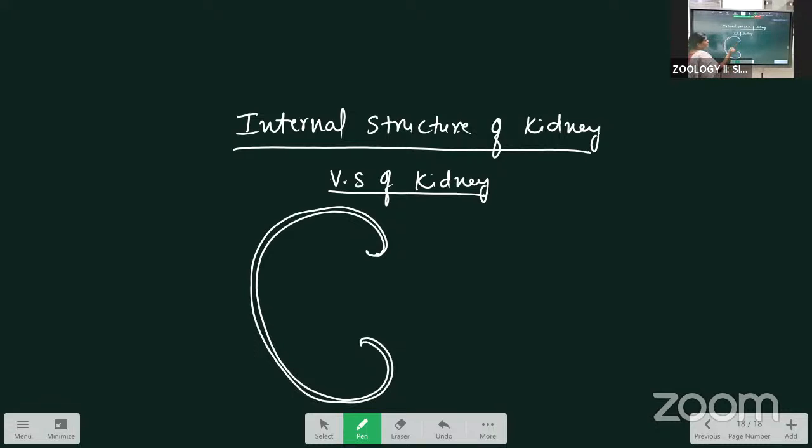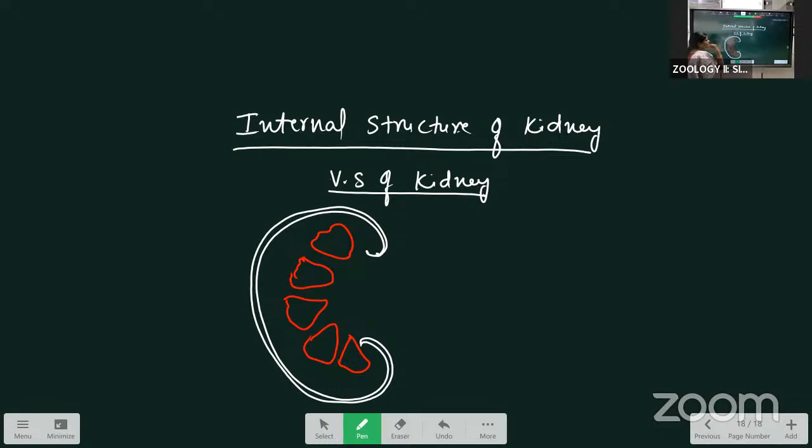Next, the kidney is covered by a capsule that we call the renal capsule. Inside the kidney, it is divided into two regions. The outer is called the cortex, and the inner is called the medulla. Inside the medulla, a number of conical structures are present. These conical structures we call renal pyramids.